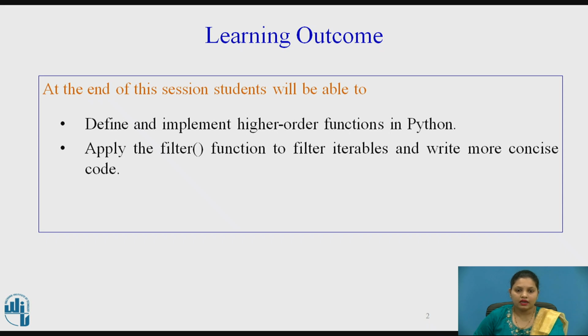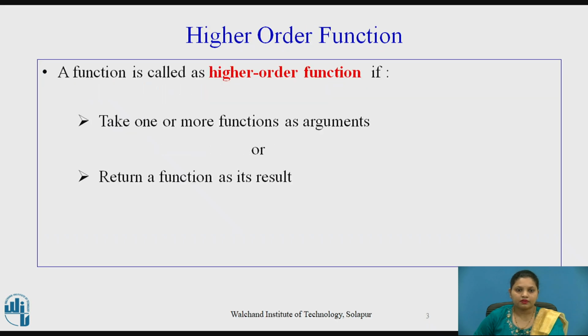Next, we will see higher order functions. A function is called a higher order function if it takes one or more functions as an argument or returns a function as its result. That is, functions that take a function as an argument or return a function are called higher order functions. Simply, a function which operates on other functions is called a higher order function.